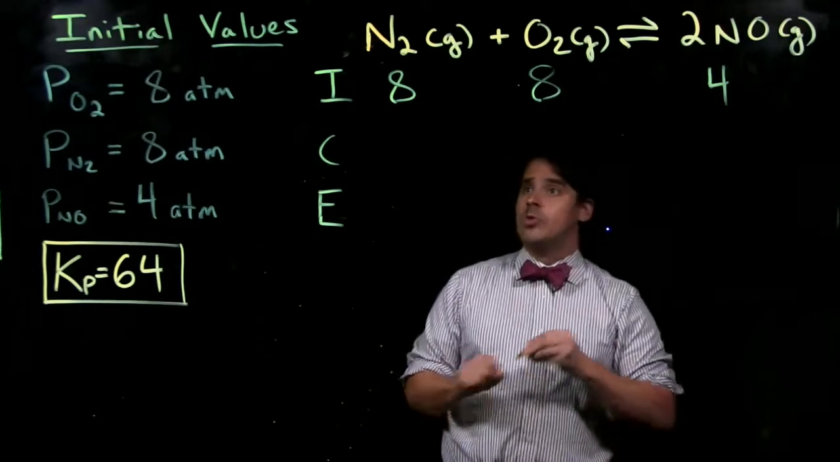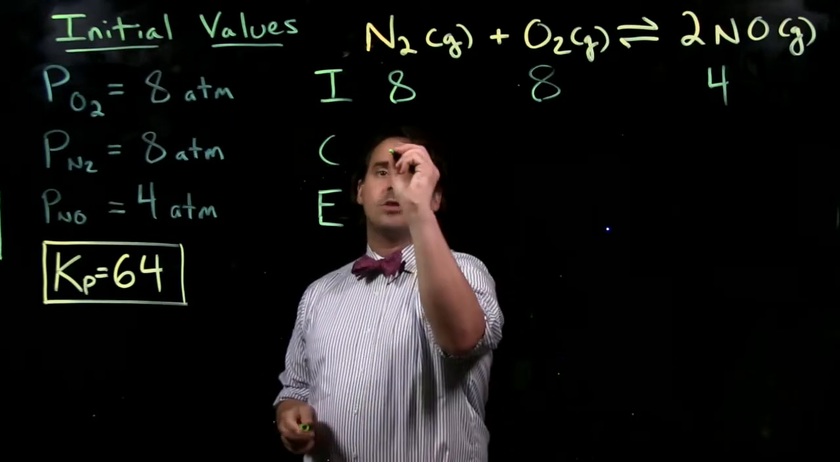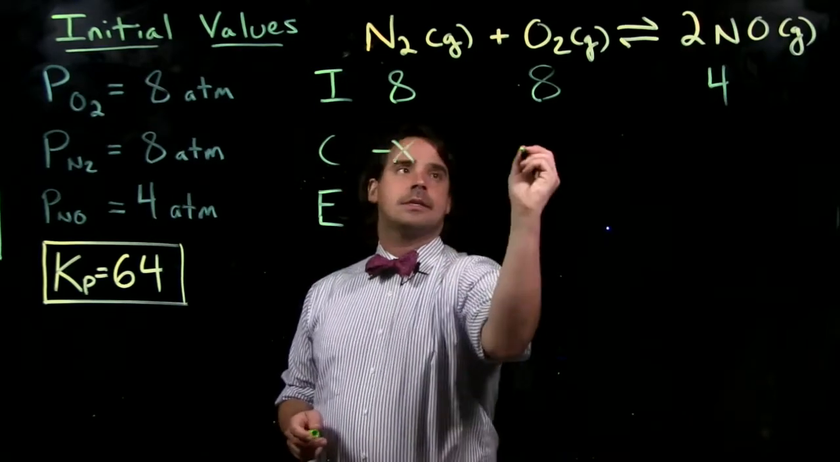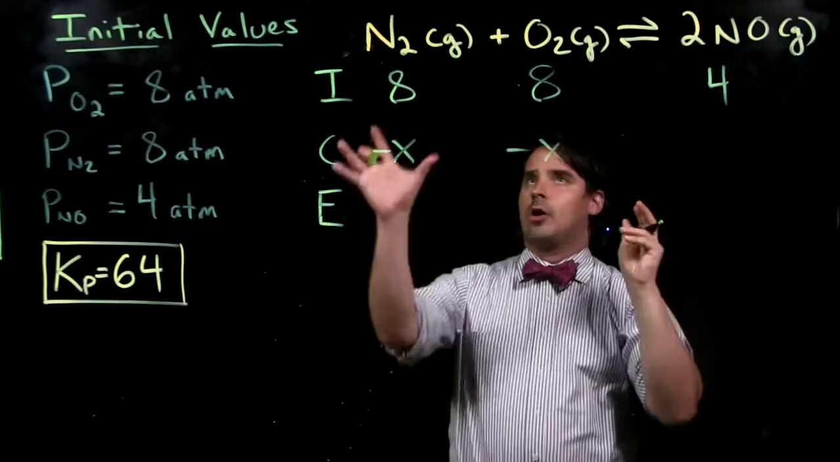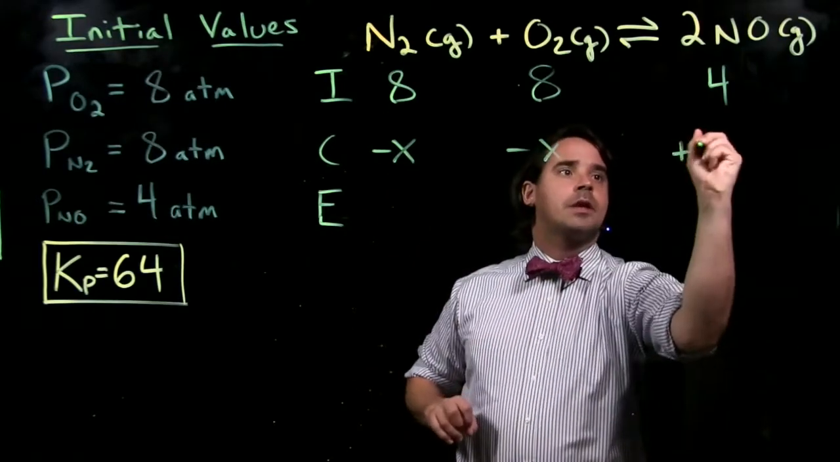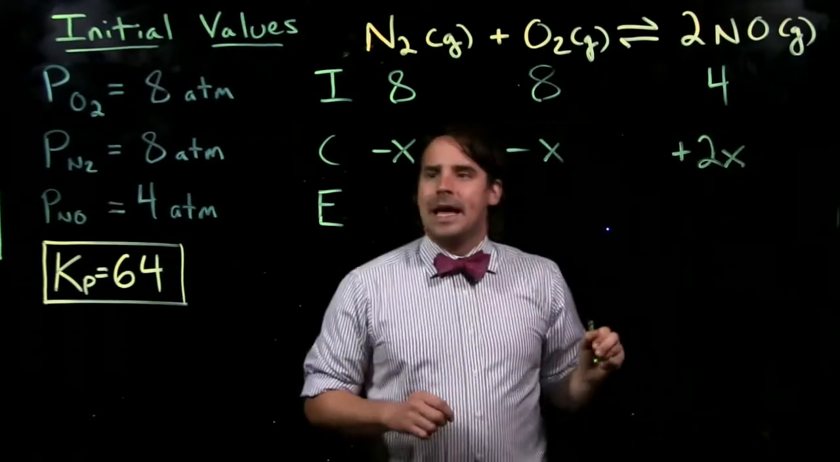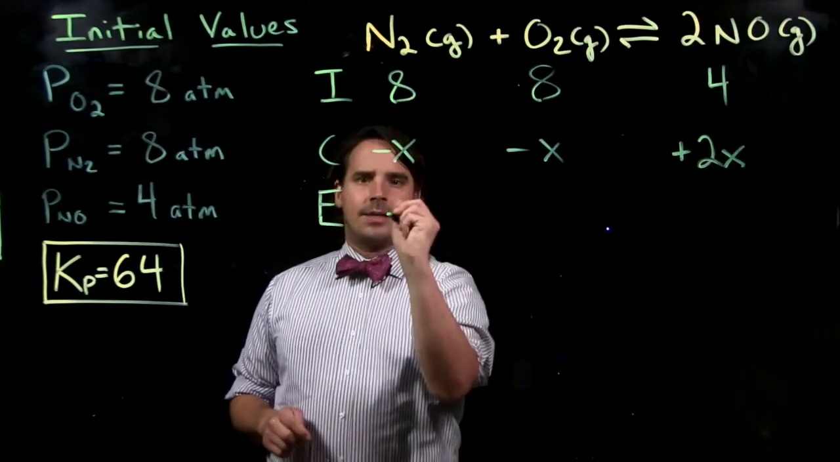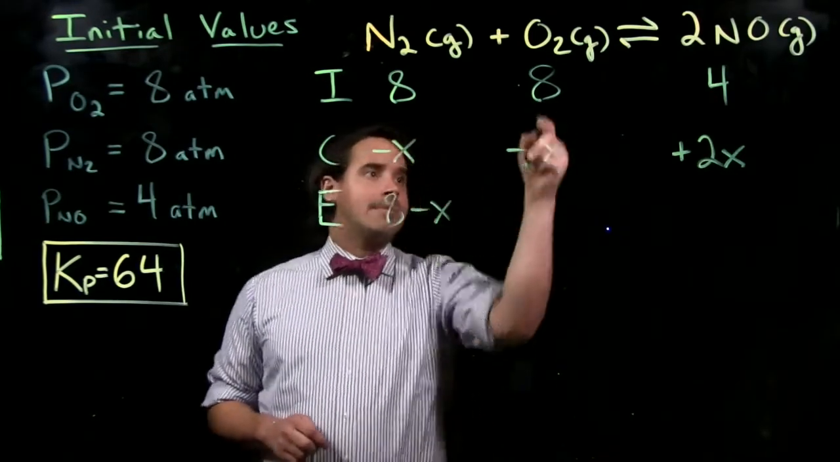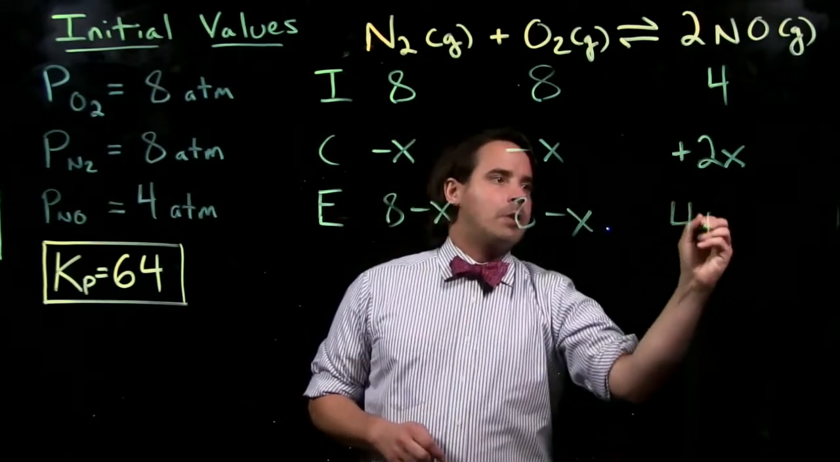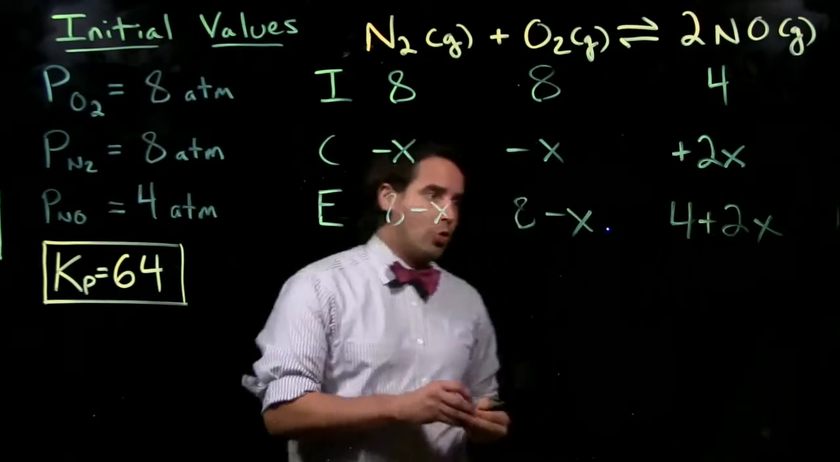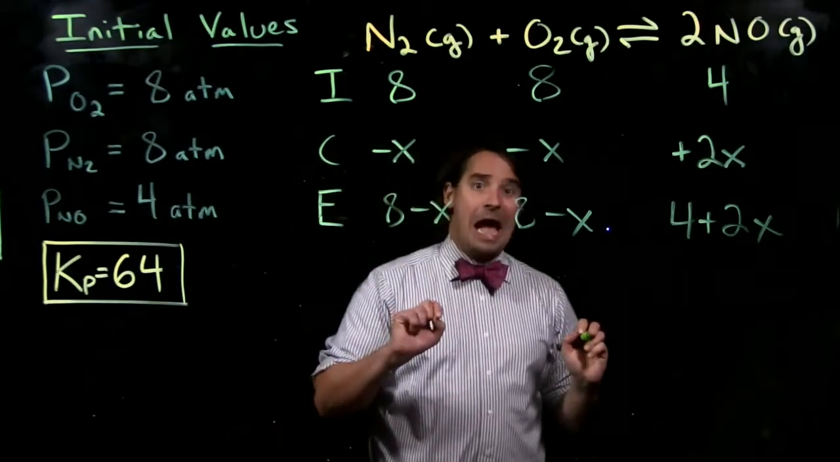So, since we don't know what the change is, we're going to have to use the variable minus x, and over here, it's a 1 to 2 ratio of all of these things, so we're going to make this plus 2x. And then our equilibrium values, 8 minus x is 8 minus x, 8 minus x is 8 minus x, and 4 plus 2x is 4 plus 2x. Cool. We are halfway there.